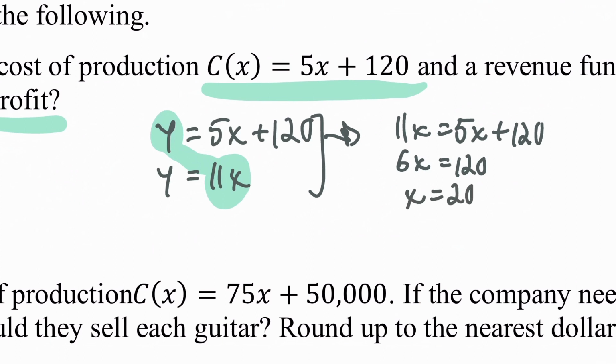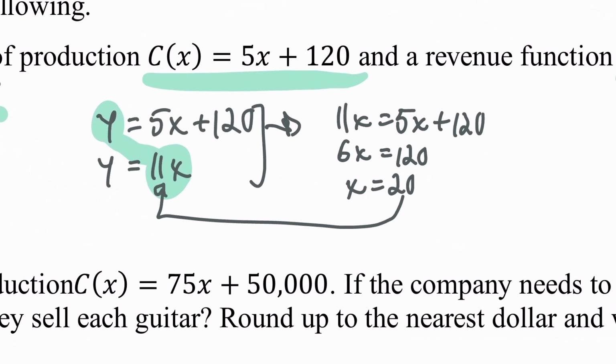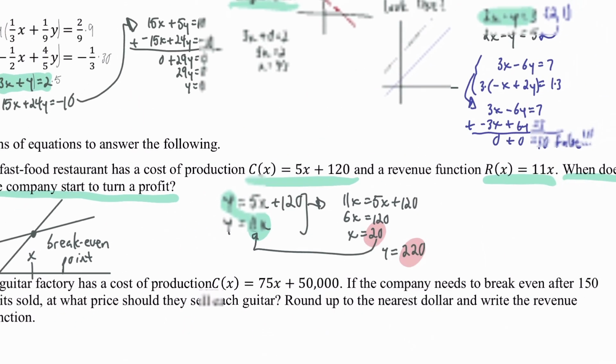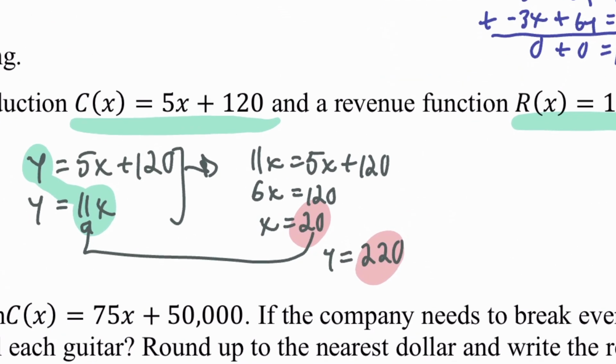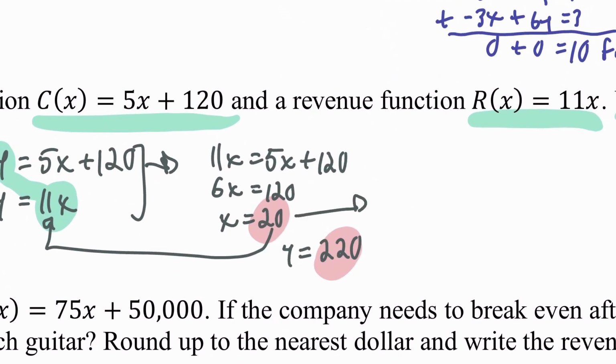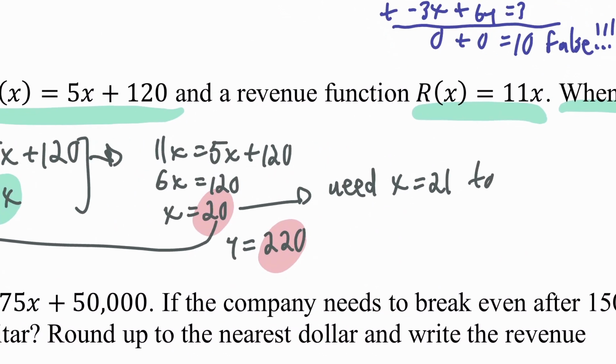And then I can plug the 20 back into the revenue function and get that y equals 220, right? Because 11 times 20. So my production level to break even is 20. The dollar amount that my revenue and cost will both be when I'm breaking even is 220. So 220 coming in, 220 going out, I've broken even. So if I want to start to turn a profit, I need x equals 21.